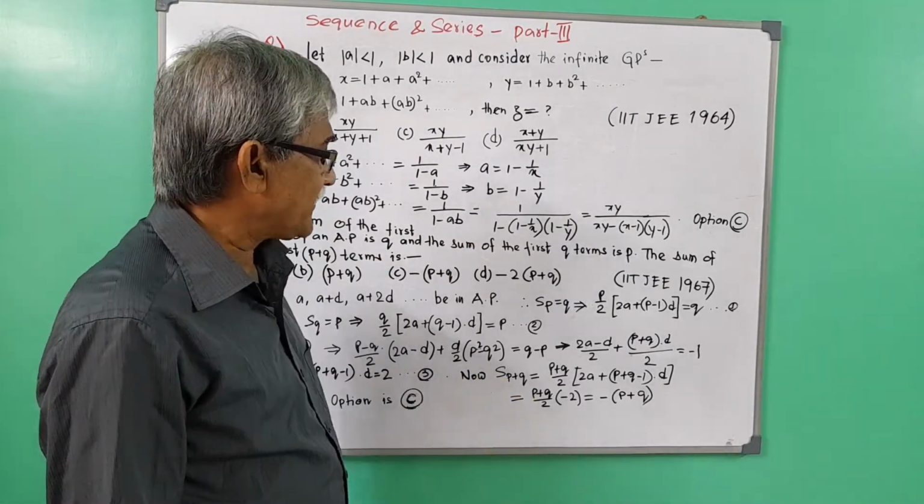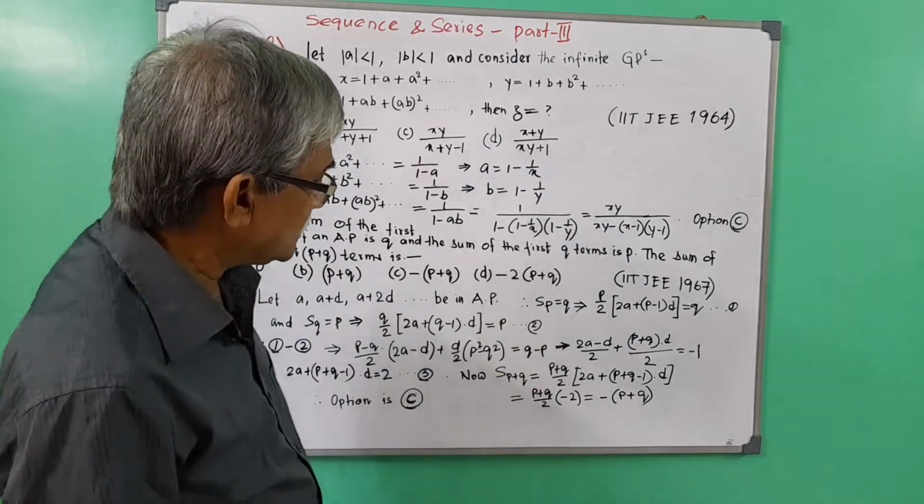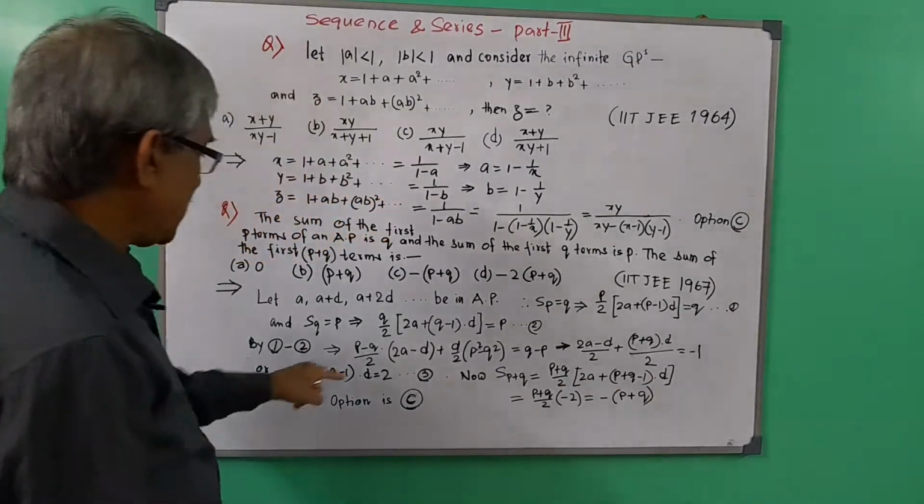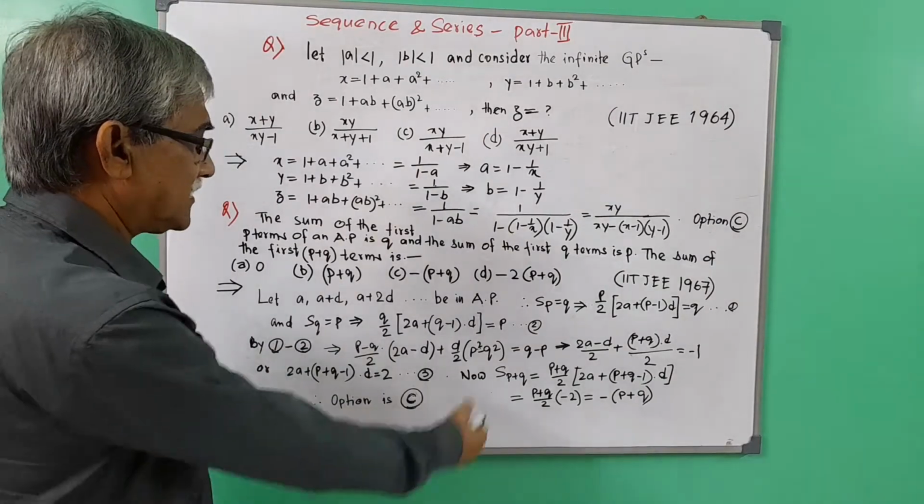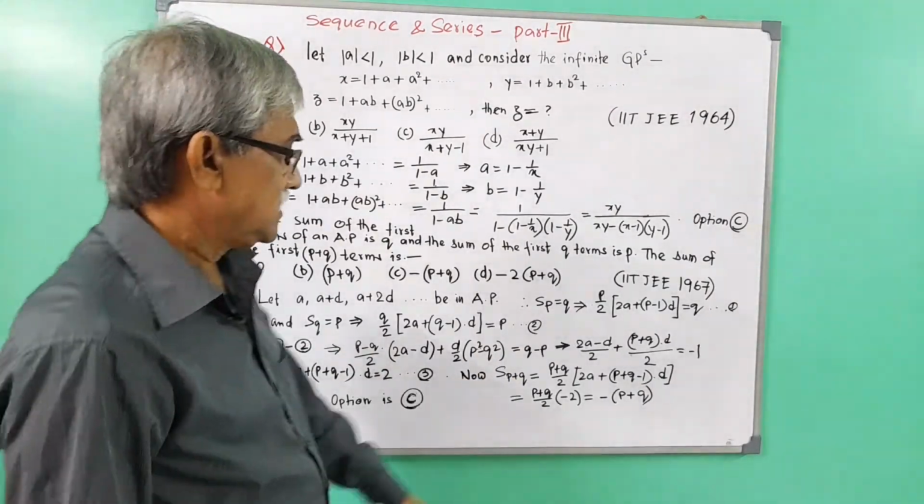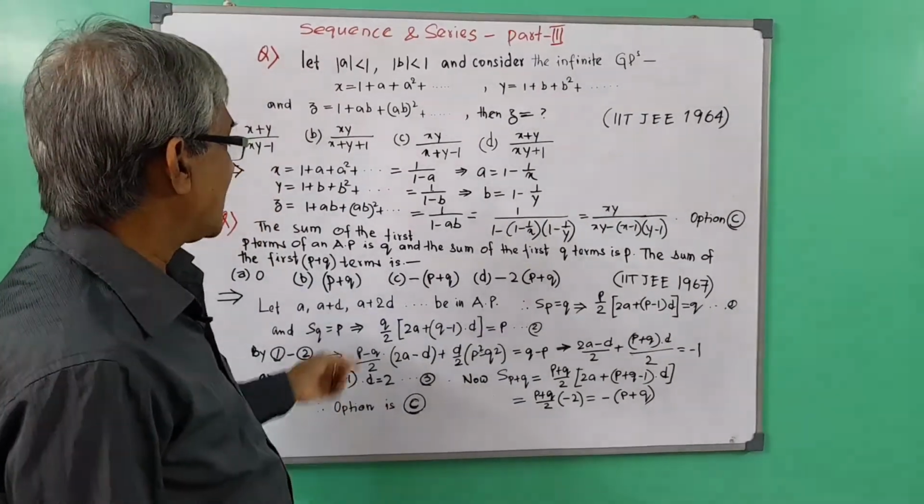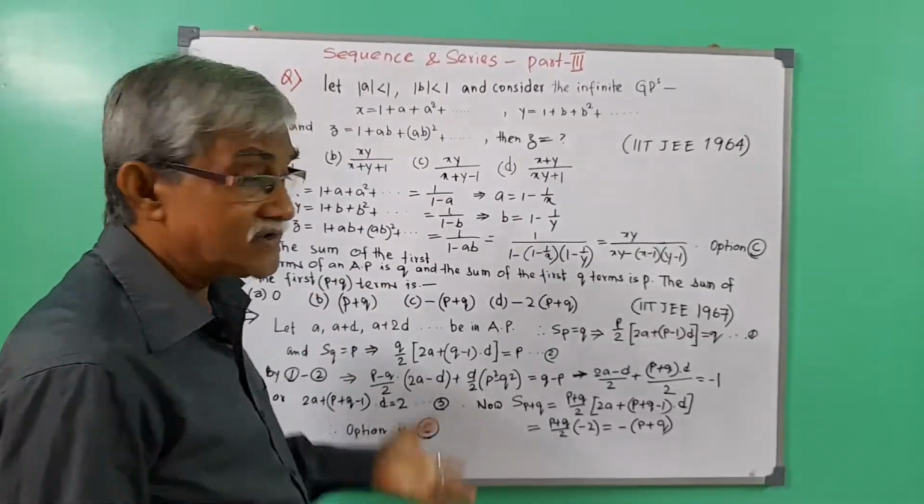Now, S of P plus Q is equal to P plus Q whole by 2 whole into 2A plus P plus Q minus 1 into D. Now that you have found this value, just put the value in and you get that S of P plus Q is minus (P plus Q). Therefore, the answer lies with option C, and that is your answer.